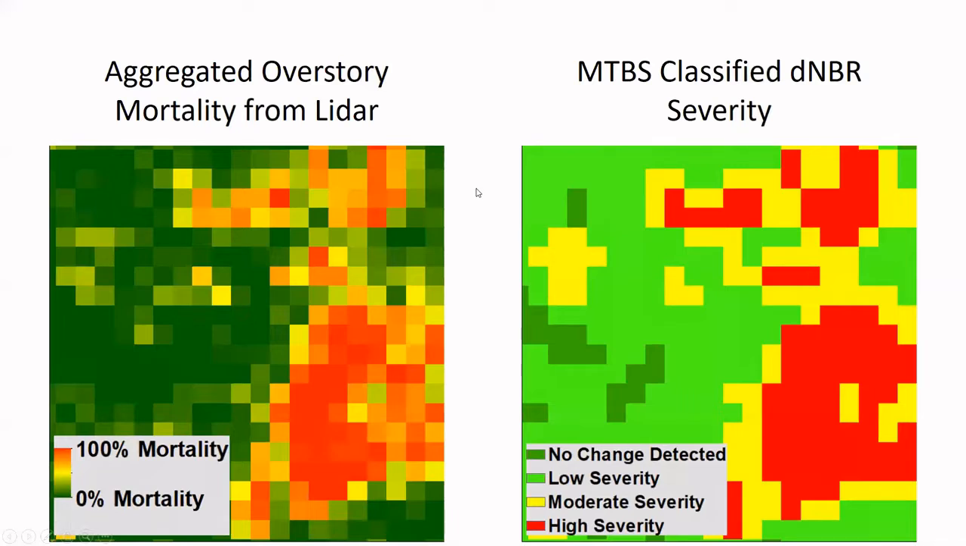And this is just a shot comparing that measure to Landsat severity from MTBS. And you can see it does seem to be corresponding pretty well. The spots that are high mortality according to the LiDAR are high severity according to the Landsat. We have some spots where Landsat detected no change, and we're seeing close to 0% mortality in the LiDAR. And sort of in between, moderate and low severity seem to be matching up pretty well as well.